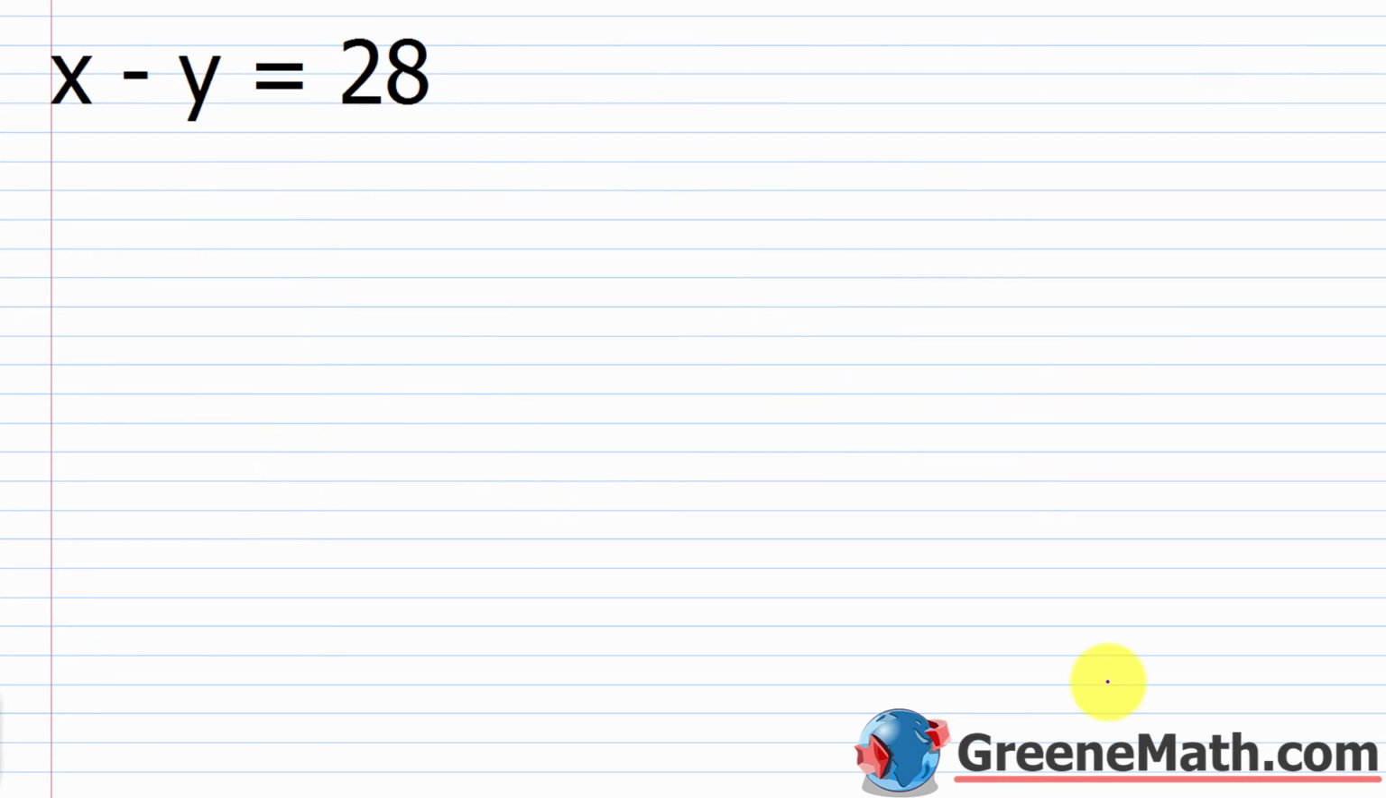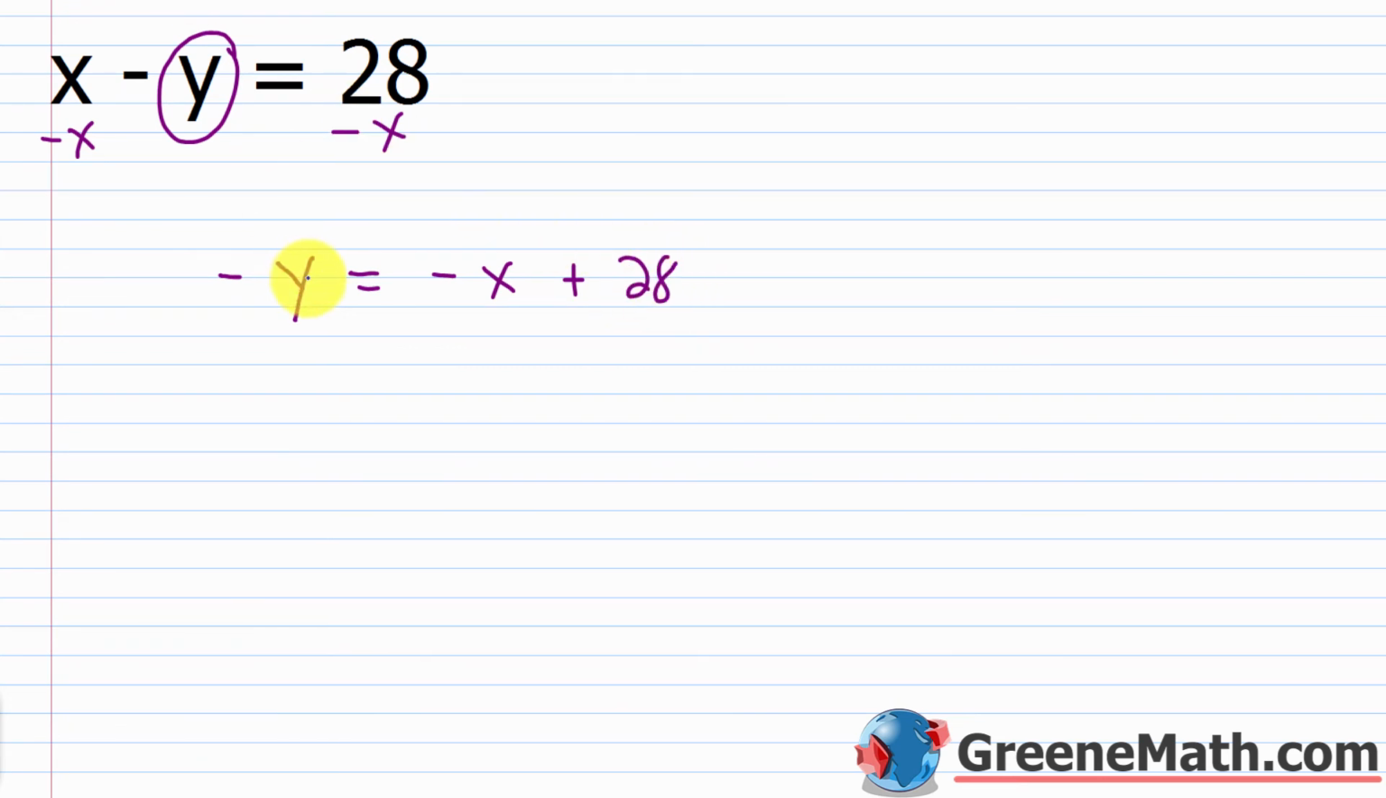All right, so let's say we're given an equation x minus y equals 28. And I tell you to find the slope. So all I'm going to do is just solve it for y. So I want to isolate y on one side. The first thing I'm going to do is subtract x away from each side. So I'll have negative y is equal to negative x plus 28.